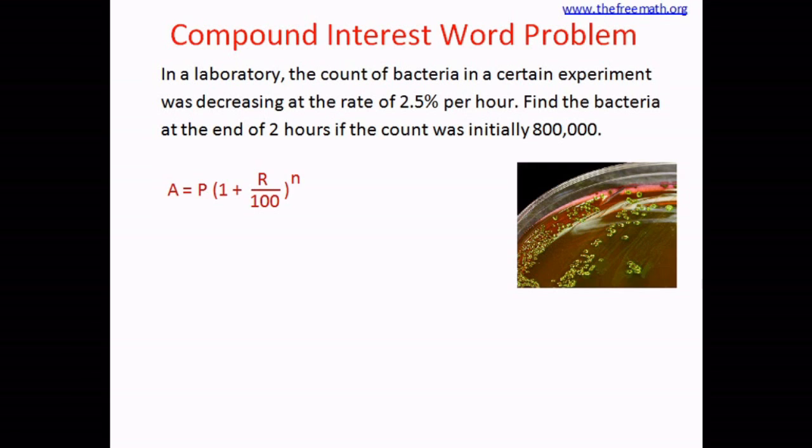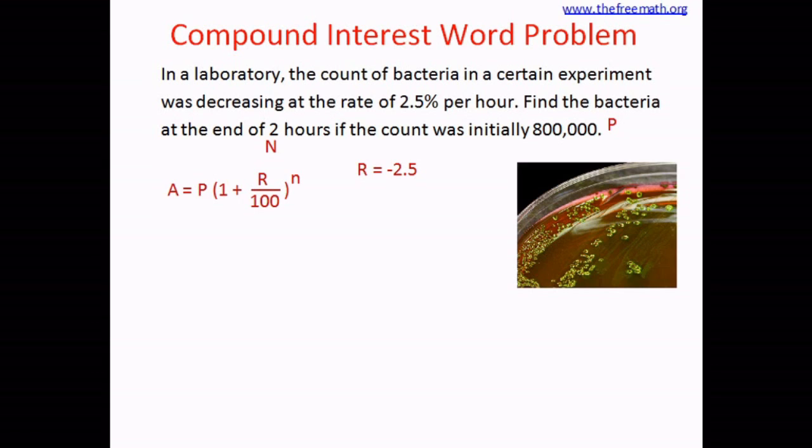P is the principal. In this case, P is the initial count. That means 800,000 is P. And N is the number of periods. So here N equals 2 because it is decreasing every hour and we have to calculate the count at the end of 2 hours. So N is 2 here. Now look at the problem. The count is decreasing. When the count is going down, the rate is negative. That means R here is negative 2.5.